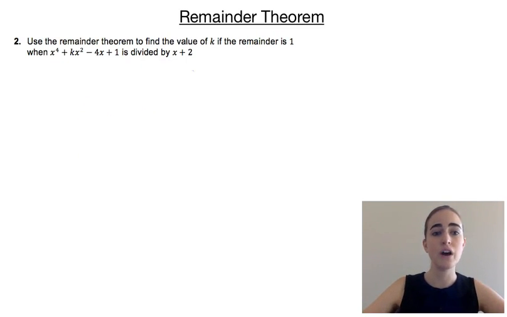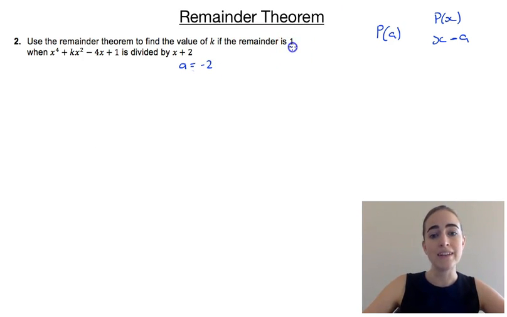Our second example asks us to use the remainder theorem to find the value of k if the remainder is 1 when the polynomial x to the power of 4 plus kx squared minus 4x plus 1 is divided by x plus 2. So remember, our remainder theorem said that the remainder was going to be p of a if p of x was divided by x minus a. So in this case, we're dividing by x plus 2, which means that our a, because in our theorem it was a minus here, our a has to be equal to minus 2.